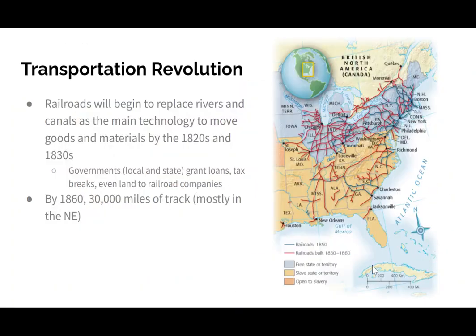Okay, in addition to this, of course, the railroad is going to be the superstar. In the 1850s, we're going to really see this take off. But even by the 1820s and 1830s, it starts to become the main technology to transport goods. Governments, both local governments and state governments, are going to grant loans, tax breaks, and even land to railroad companies to build their railroads. And then by 1860, 30,000 miles of track had been laid. And you will notice that track is mostly in the Northeast. There is a huge amount of railroad track in the Northeast in the 1850s and up to 1860. Okay, so a lot of that transportation is happening in the Northeast to move manufactured goods and raw materials.